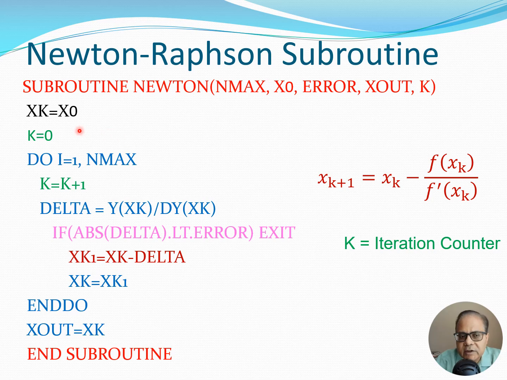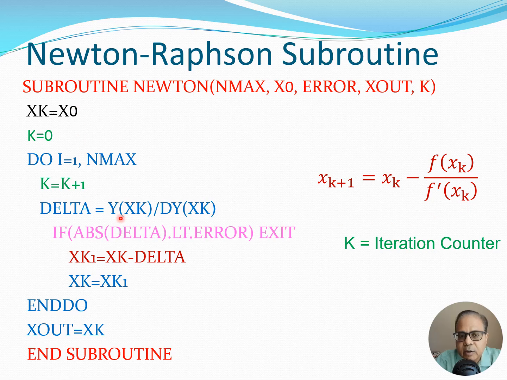So let us start by setting xk as x0, which is the initial value, and I set the counter k to be 0. Then I go into the do loop, i is 1 to nmax. Remember, nmax is coming from the input list here. I calculate k is k plus 1, so I essentially update this inside the do loop. I calculate this delta value, y(xk) divided by dy(xk). I have to use these functions later.